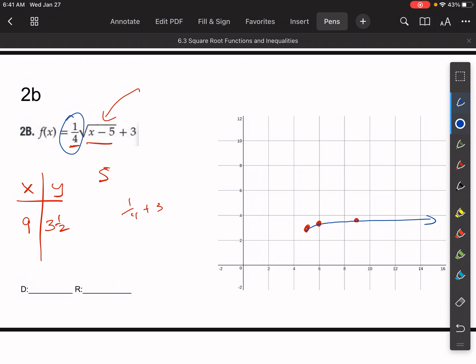Okay, so the domain for this. We started with the thing that makes this go to 0, which is 5. So x values where x is greater than or equal to 5. All right, and then the y values started at 3. So y values where y is greater than or equal to 3.